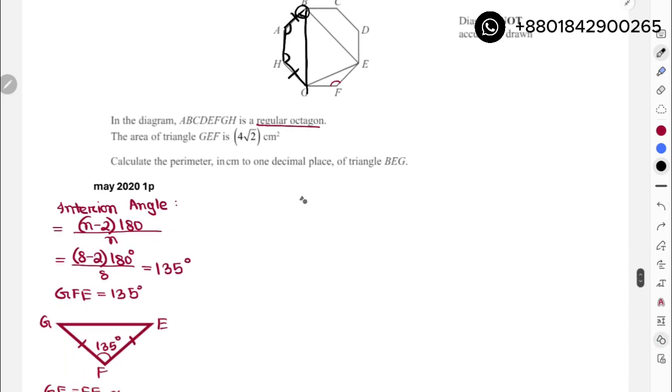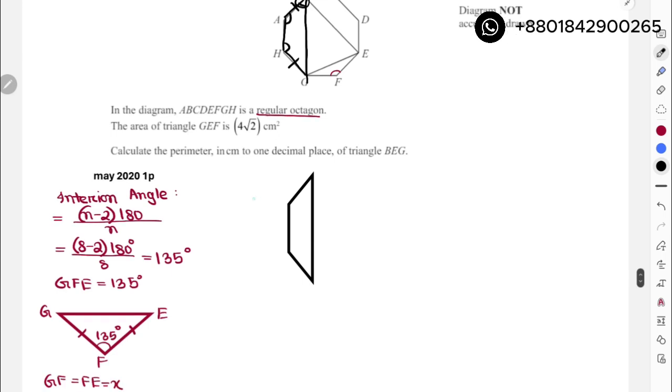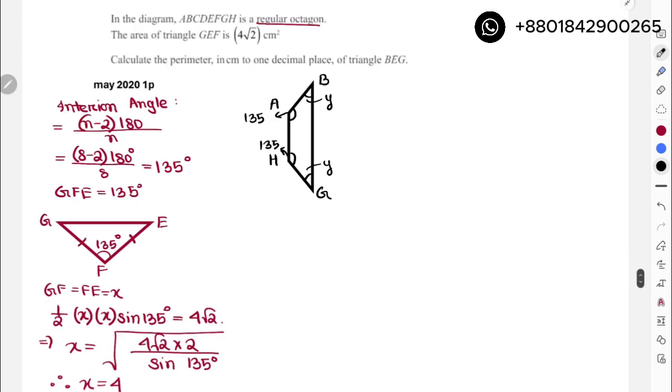So now if I just draw that part, ABHG, this is 135, this is 135, but these two angles we do not know. This was actually G, not C. So I'll consider this is maybe Y and this is another Y, and these two are your 135 and 135 again. So from these different angles, I can find out the value for y.